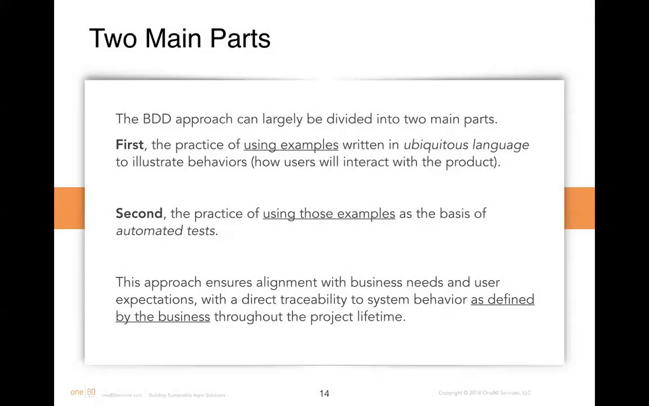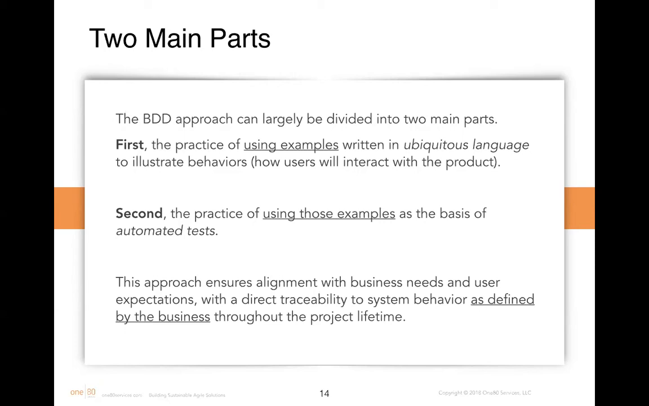So behavior-driven development generally comes in two parts. The first part is about writing acceptance criteria in user stories in the form of examples of how the customer will be actually interacting with the software. And then the second part is taking those examples and being able to write tests, both manual tests, but primarily automated tests, in order to make the process smoother and more scalable over a long period of time.